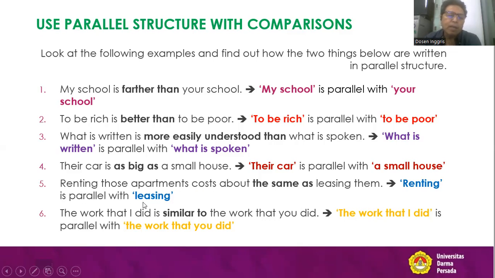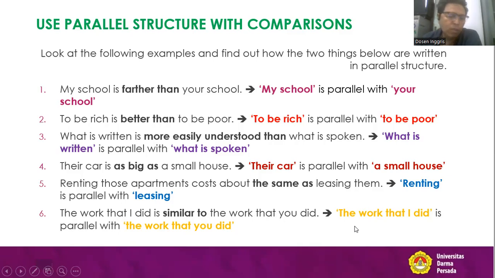So they are parallel. Now the last sentence is that the work that I did is similar to the work that you did. This is the comparative sentence in which you can see the pattern used here, similar to. So this is a comparative sentence about similarity. What are the two things compared? The work that I did and the work that you did.